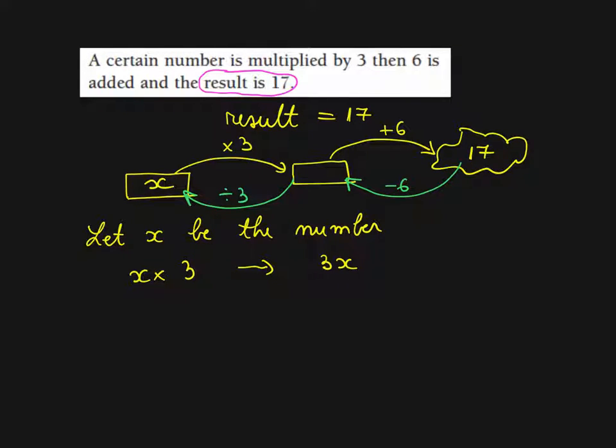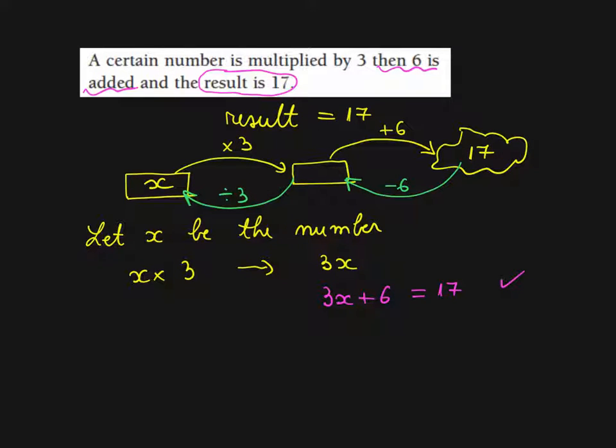Then 6 is added, so 3x plus 6. The result is 17. And this is my equation. Now, I focus only on solving equations. We'll solve equations in a later movie. But as you see, since it's done here, these are the inverse operations that I'm doing to solve this equation.